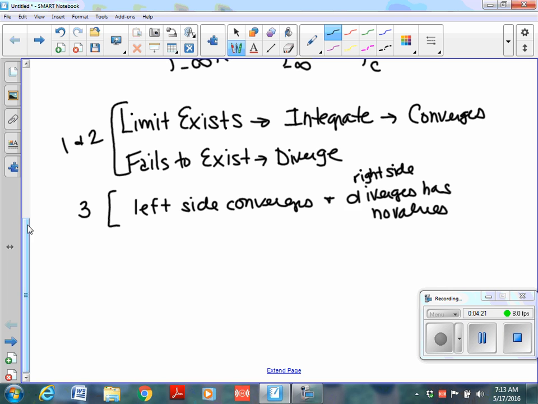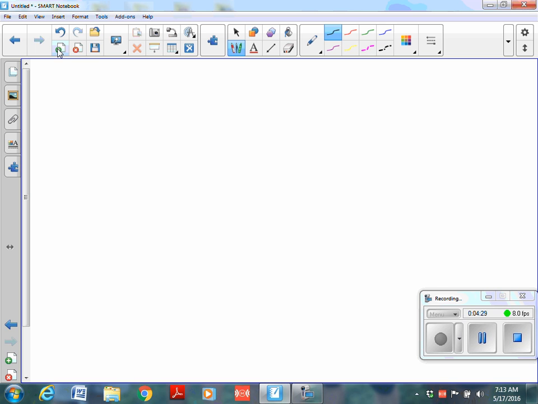Okay, let's do some examples. I think I've got 7 examples to do, different types of examples. So here we go. Example number 1: the integral from negative infinity to positive infinity of e to the x dx.